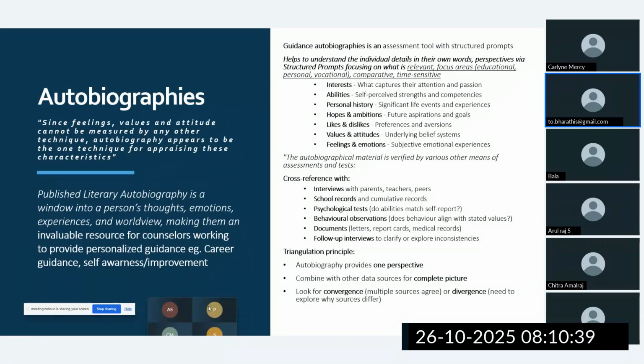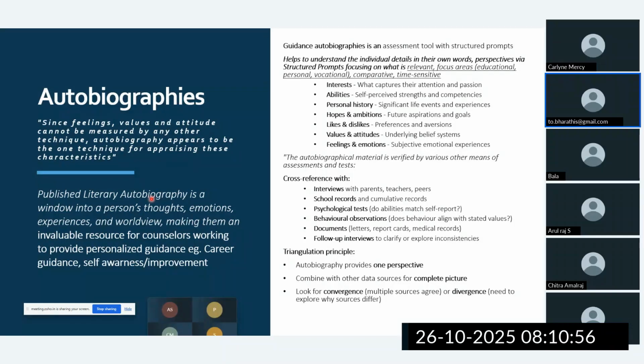Then with further research, I found there are 2 kinds of autobiographies they are talking about here, right? One is the literature autobiography, which is like your Mahatma Gandhi's or Nelson Mandela's or any of your idols whom you really want, whom you get inspired by, right?